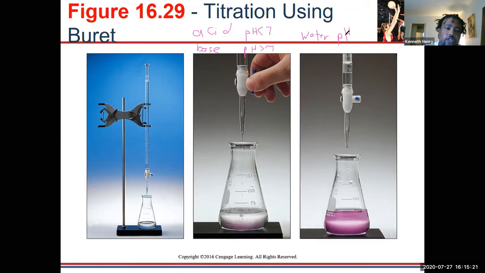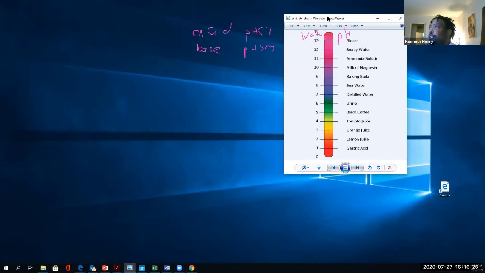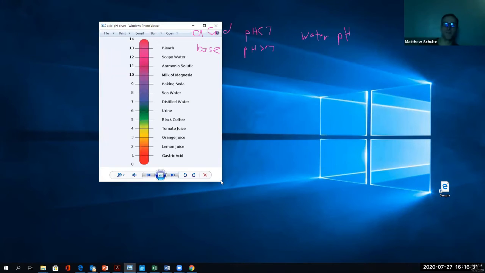We have what we call the universal indicator. Okay, can you guys see my screen? Yeah. So this here is basically a color scale for the universal indicator, or at least this particular pH scale. Your neutral would be 7, so this is what your distilled water is at. Anything that's more basic is going to be up here, greater than 7, right?